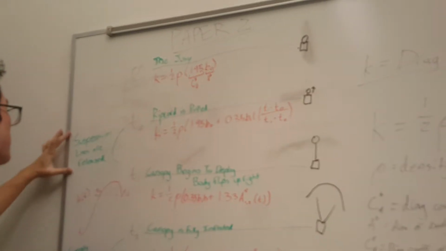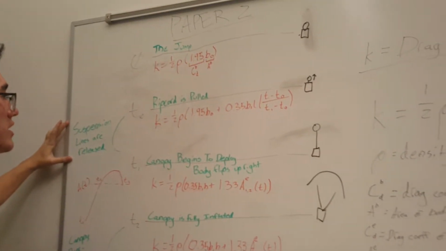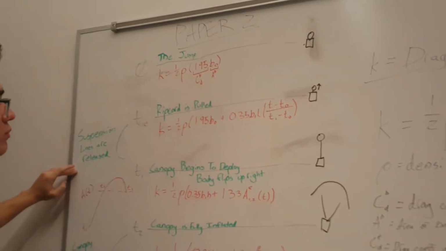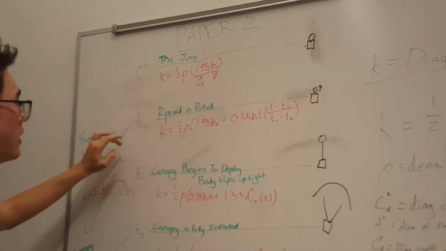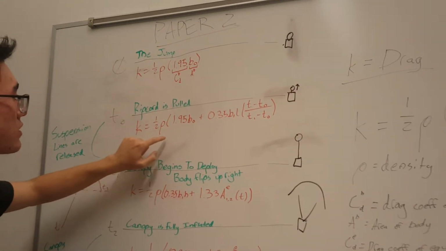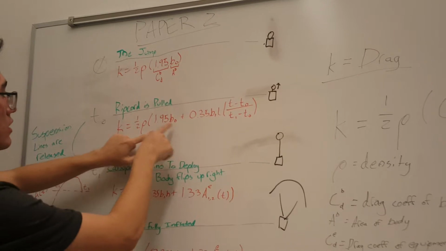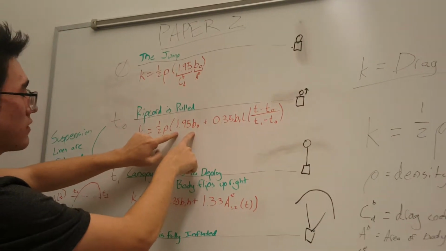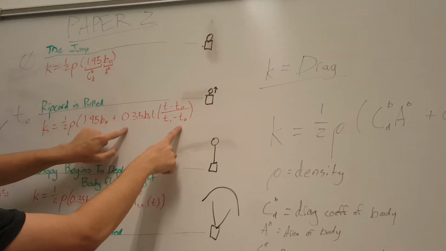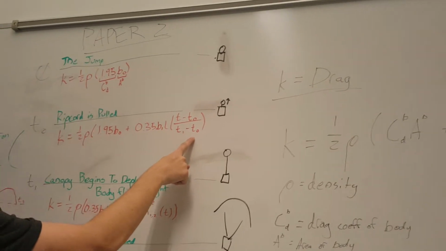This is when the suspension lines are starting to be released, so the canopy is yet to open. It's just the lines that will be pulling the skydiver upward, and it gets a brand new k of 1/2 times the density times the same drag as up here, because the body of the skydiver hasn't changed at all, but we add in drag based off of the suspension lines.